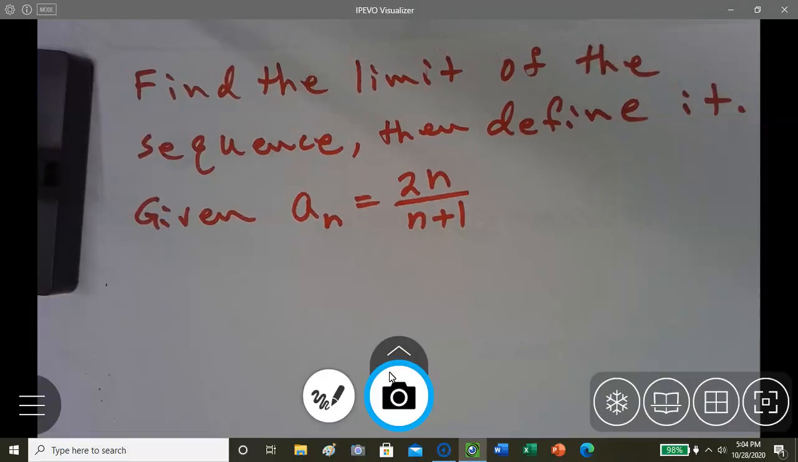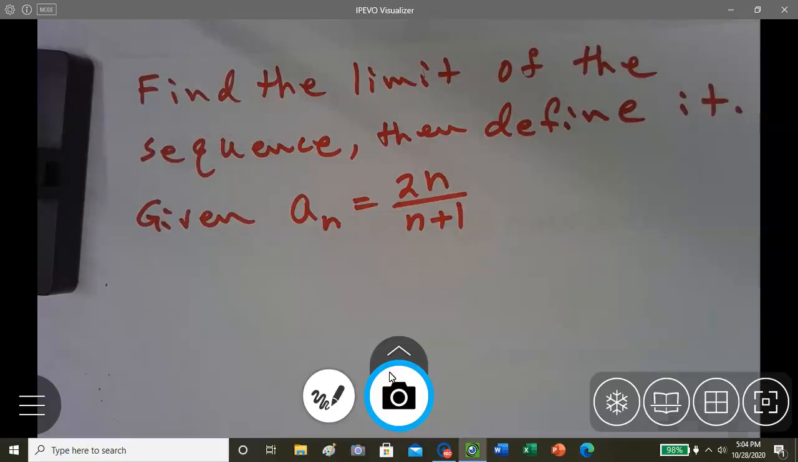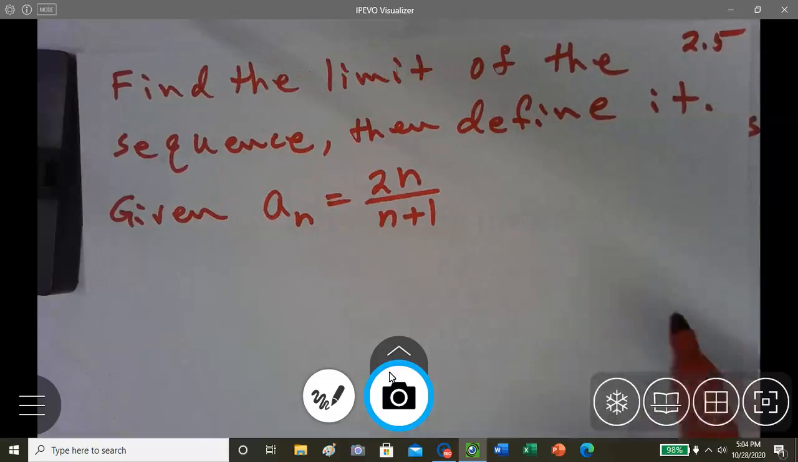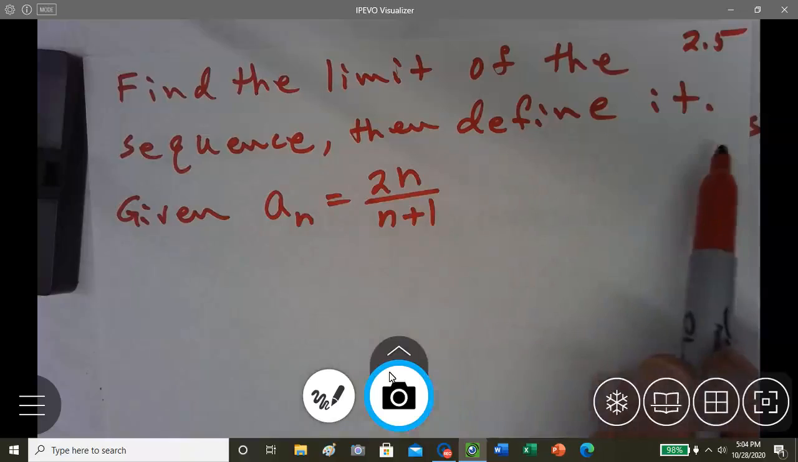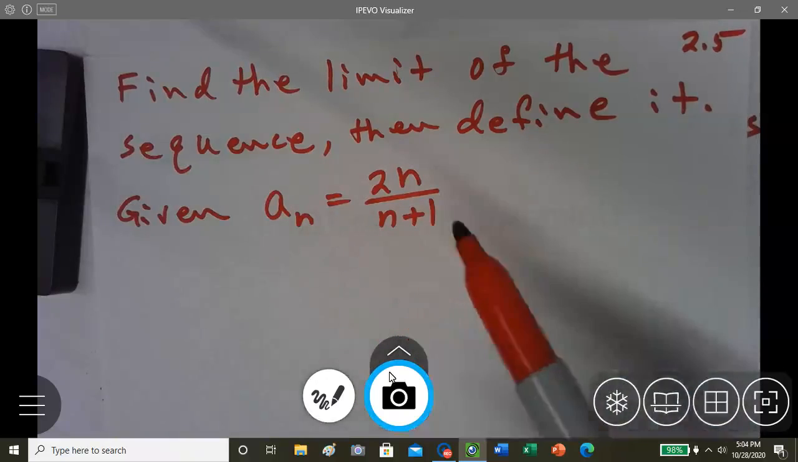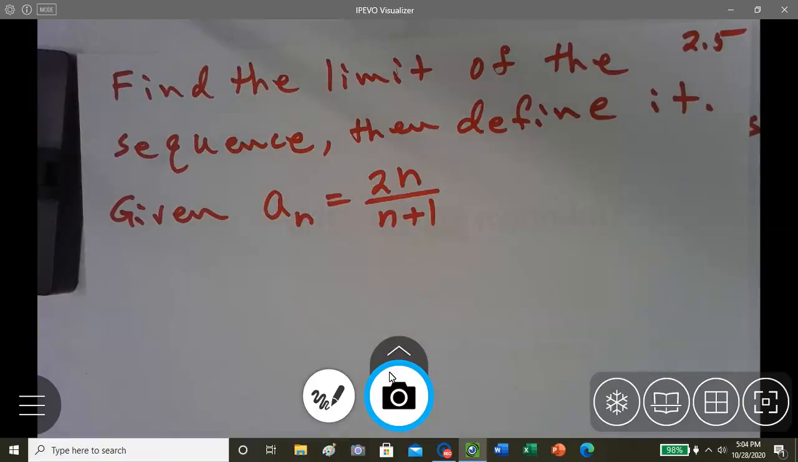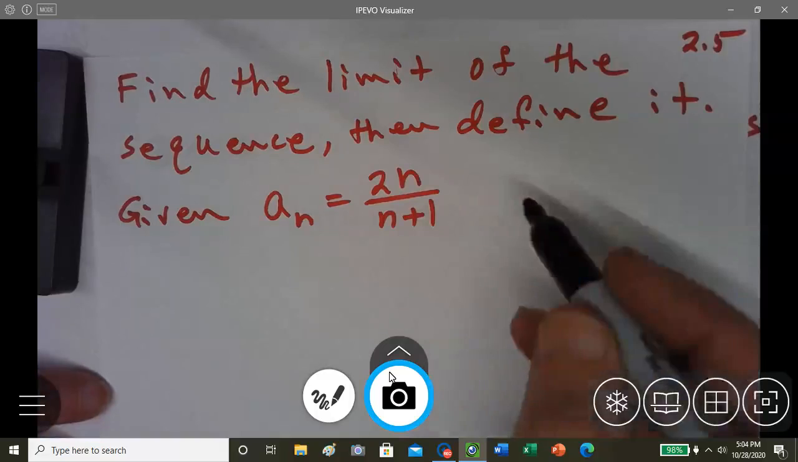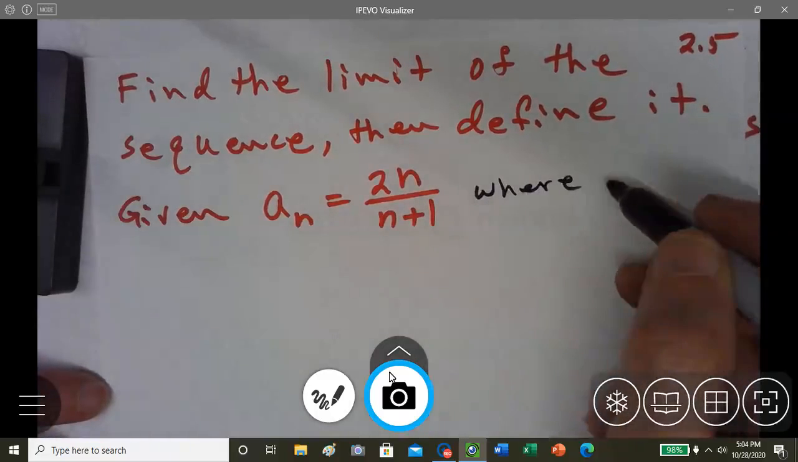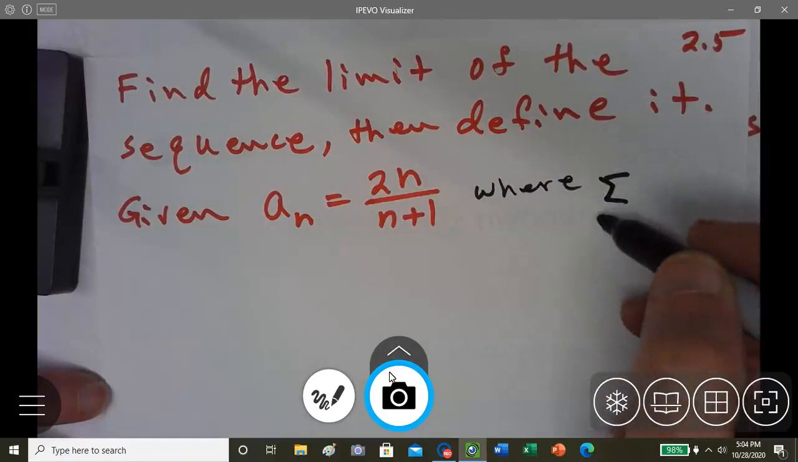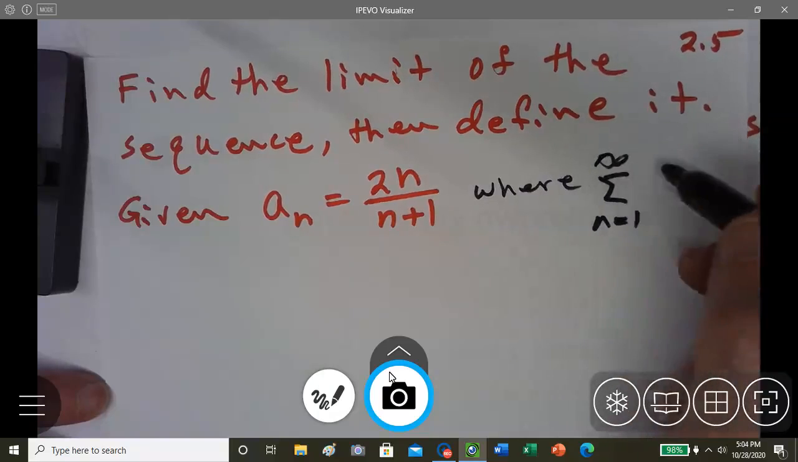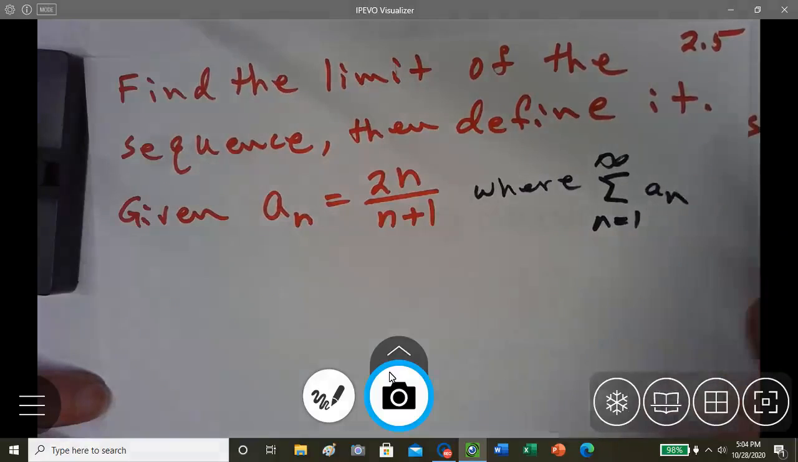Okay, now this problem is still less than 2.5, and we want to find the limit of the sequence, then define it. So this is similar to what you're going to see on the homework. And so we have here a_n is equal to 2n over n plus 1, where the sum of n equals 1 to infinity of a_n.